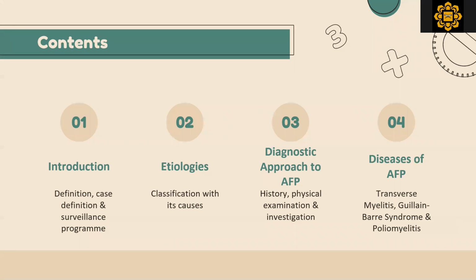subtopic is etiologies, the causes, and how does the etiology we can organize the classification. And then the third is how to approach the patient or the child with acute flaccid paralysis. So what history we want to ask, physical examination we like to assess, and also what to order in the investigation. And the last one is I would like to share some diseases. Probably one of the comments. The example, transverse myelitis, Guillain-Barré syndrome, and also the quite important disease, which is poliomyelitis.